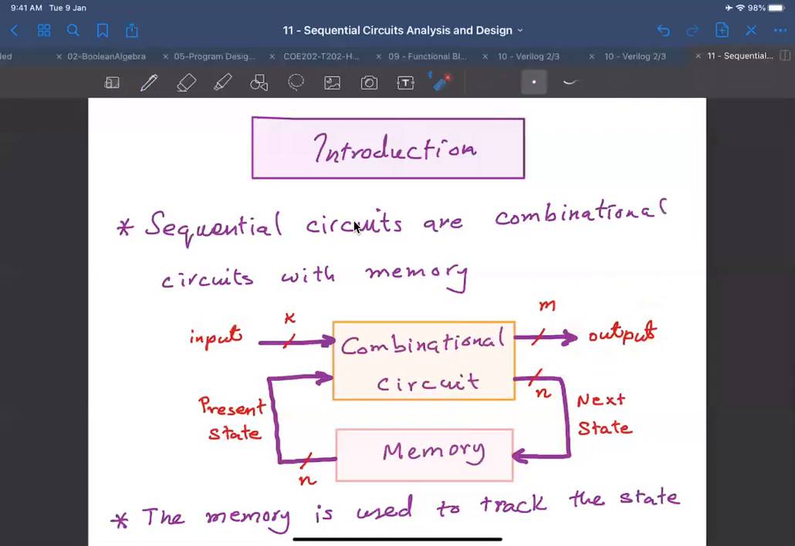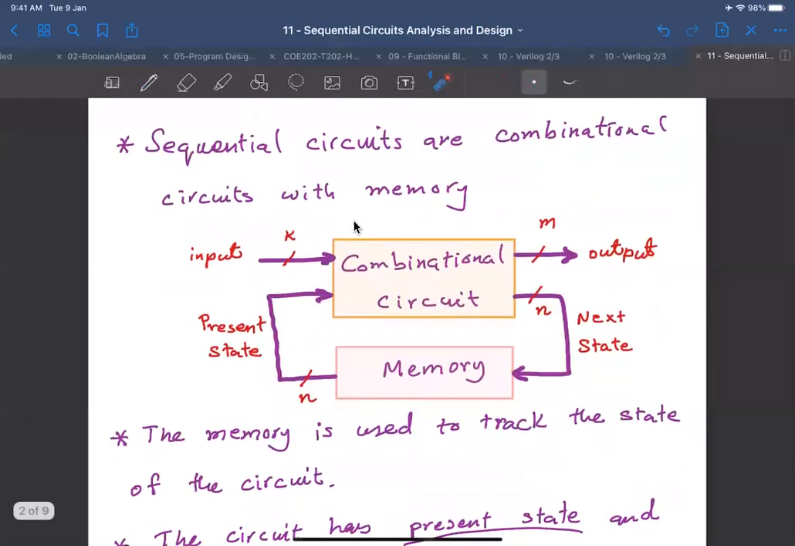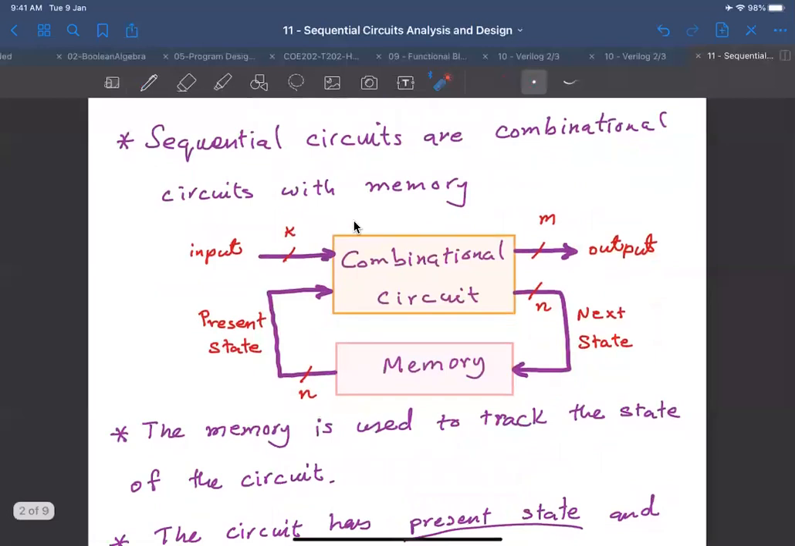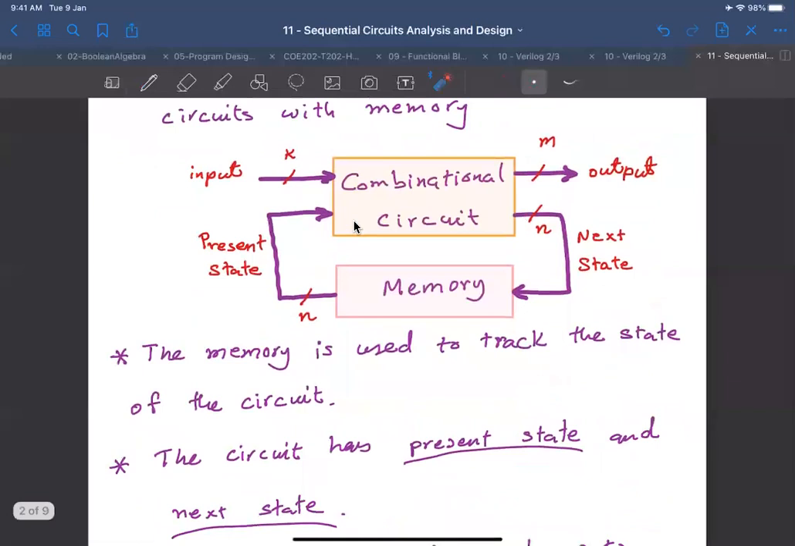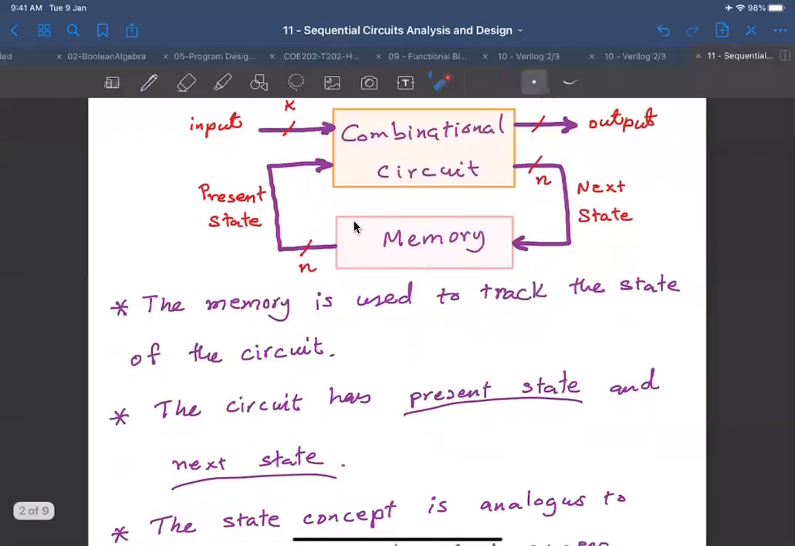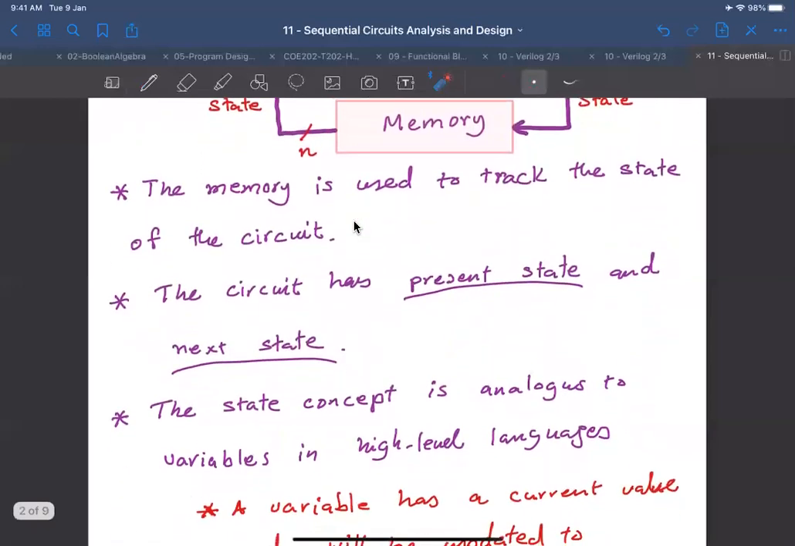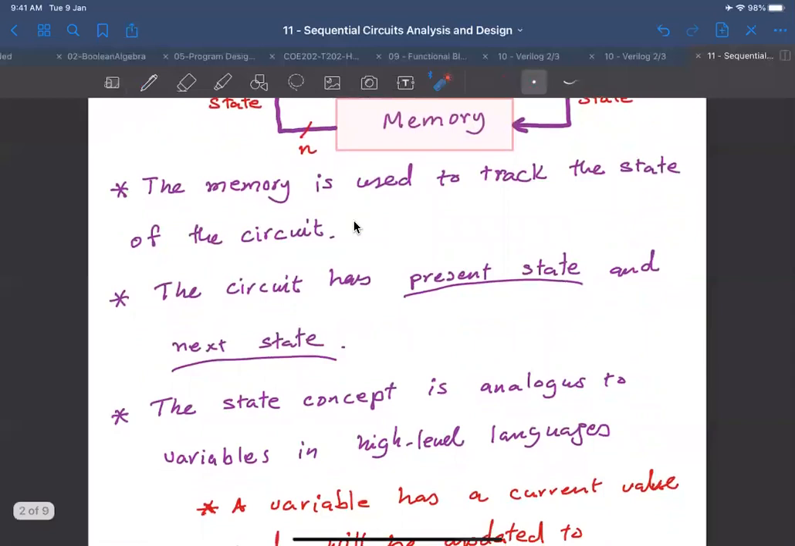The main purpose of the memory is to track the state of the circuit, and the circuit has both a present state and a next state. To simplify the concept of state for you, imagine a program.